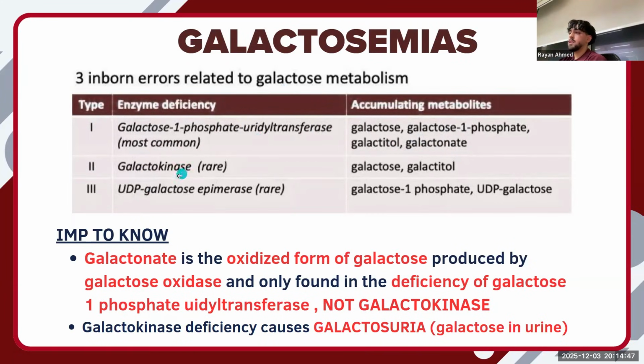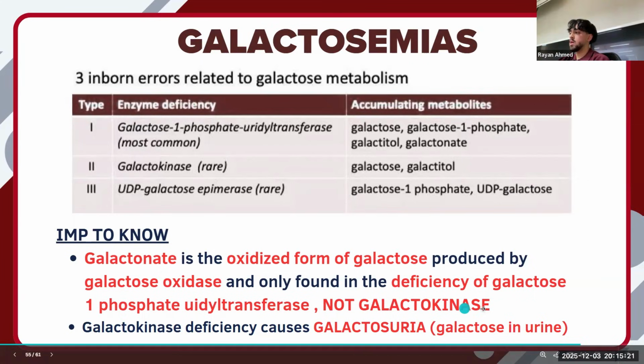Okay. Then you have galactokinase, which is rare. You're going to have galactose and galactitol accumulated, and then you have UDP galactose epimerase, with galactose 1 phosphate and UDP galactose. Okay, so the main one is UDP uridyltransferase. Now, galactonate is the oxidized form of galactose produced by galactose oxidase, and it is only found in deficiency of galactose 1 phosphate uridyltransferase, not galactokinase or galactose epimerase. Okay, galactokinase deficiency causes galactosuria, galactose in the urine.